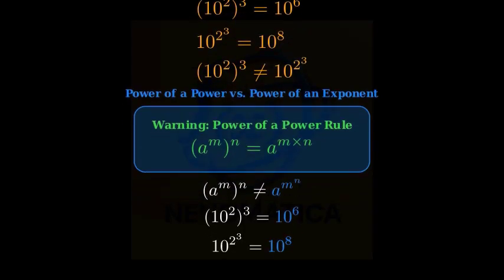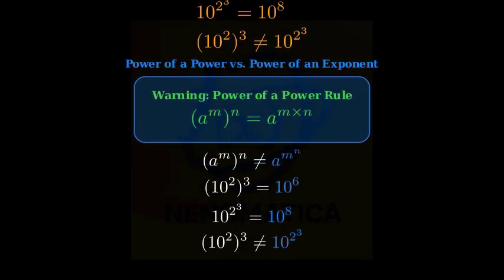In contrast, when we have 10 raised to the power of 2 raised to the power of 3, we first calculate 2 to the power of 3, which is 8. Then we raise 10 to that power, resulting in 10 to the power of 8, or 100 million. Therefore, (10^2)^3 is not equal to 10^(2^3). They give completely different results.